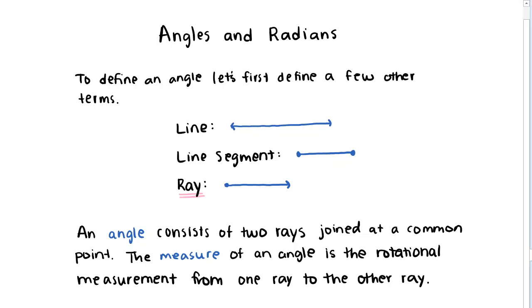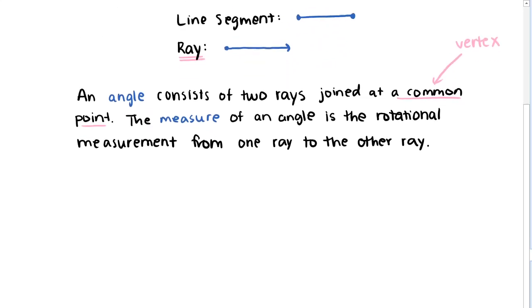And so an angle consists of two rays joined at a common point. Usually we call this common point the vertex. Here, to draw a picture, we can have one ray going off in this direction, another ray going off in another direction, and there's this common point. This is the point that we call the vertex.